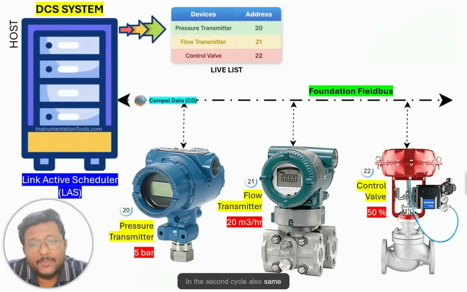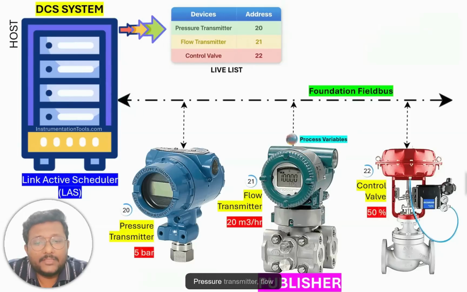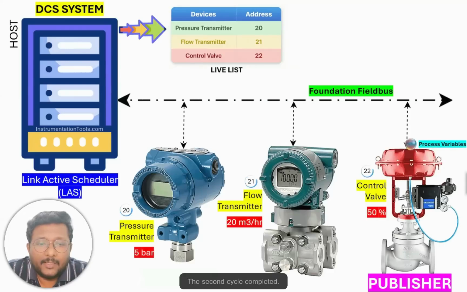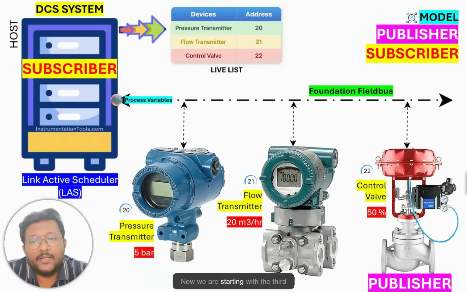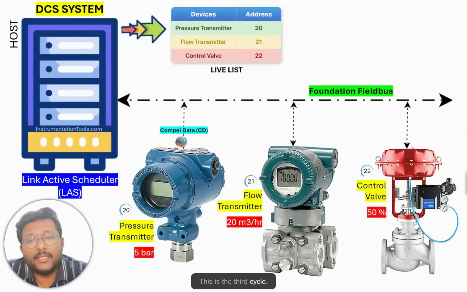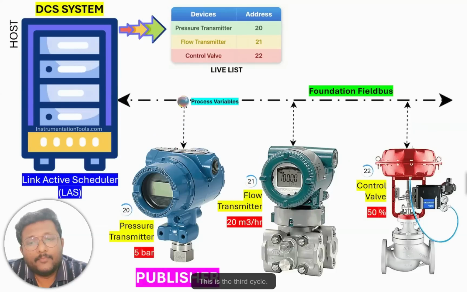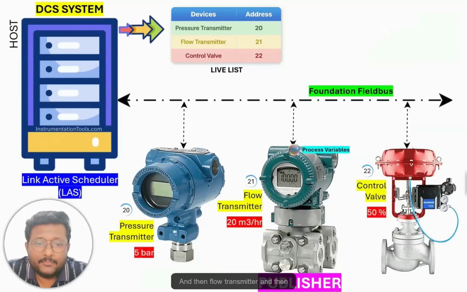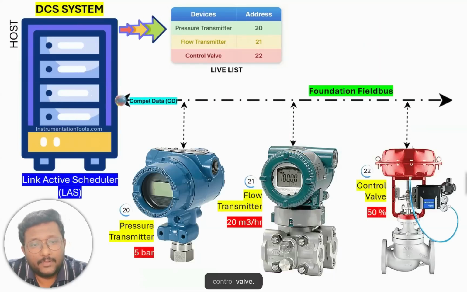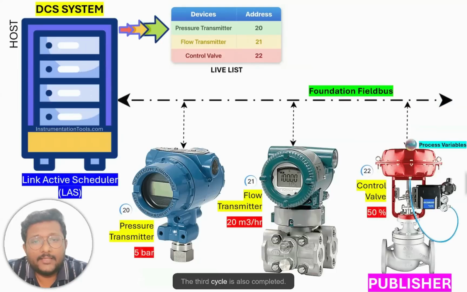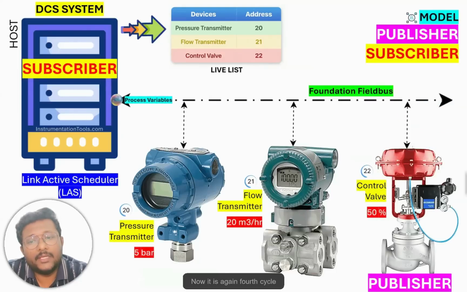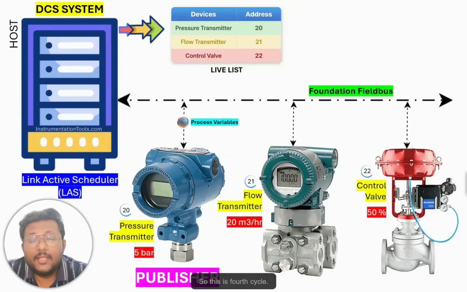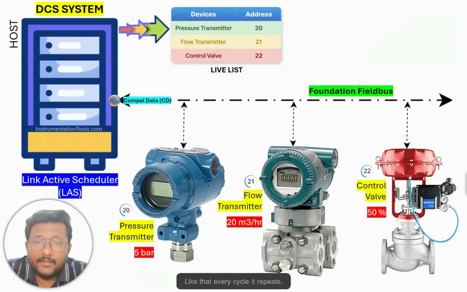In the second cycle also the same sequence: pressure transmitter, flow transmitter and control valve. The second cycle is completed, right? Now we are starting the third cycle. This is the third cycle, and then flow transmitter and then control valve. The third cycle is also completed. Now the fourth cycle is starting. So this is the fourth cycle. Like that, every cycle it repeats.